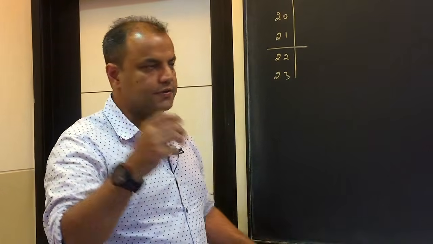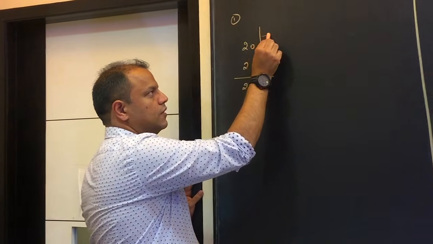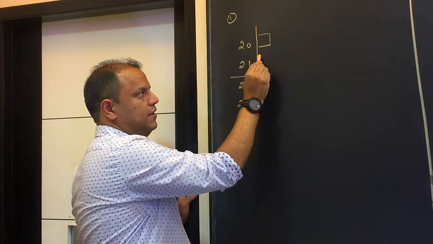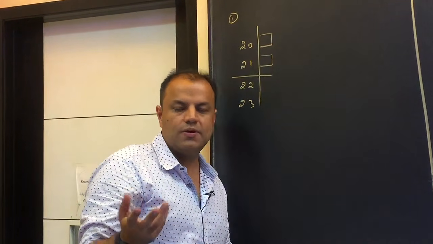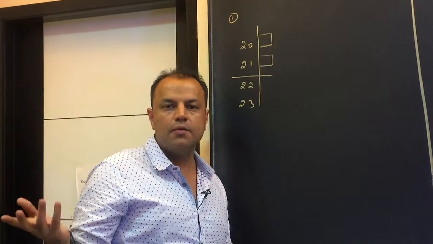Now, those were addresses. What about the data? This is the data of location 20. This is the data of location 21. What is the size of this data? What is our question? To multiply how many bit numbers?